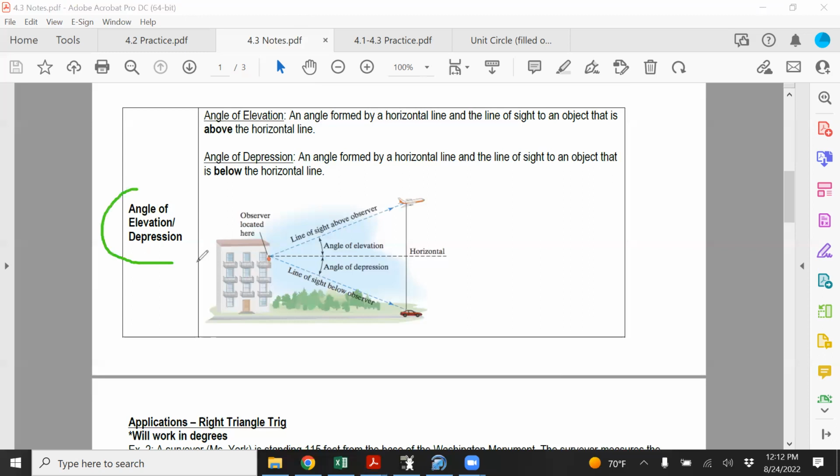Okay, so anyway, elevation, depression. It's basically you take the horizontal line of sight, and how far do you have to tilt your head up to look at the object, or how far you have to tilt your head down to look at the object. Those are elevation and depression, respectively.